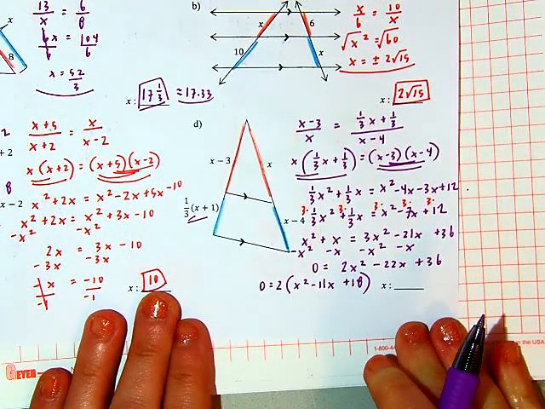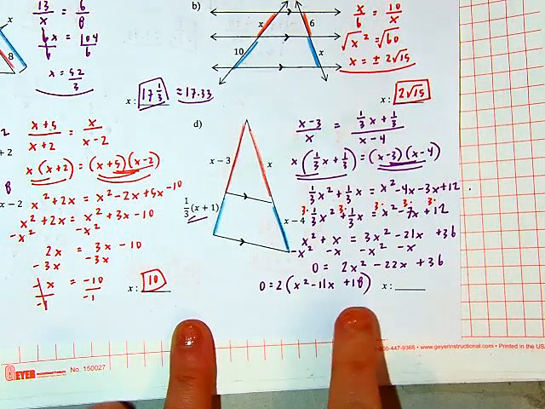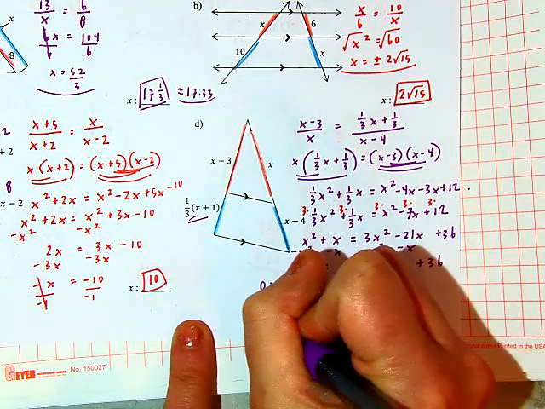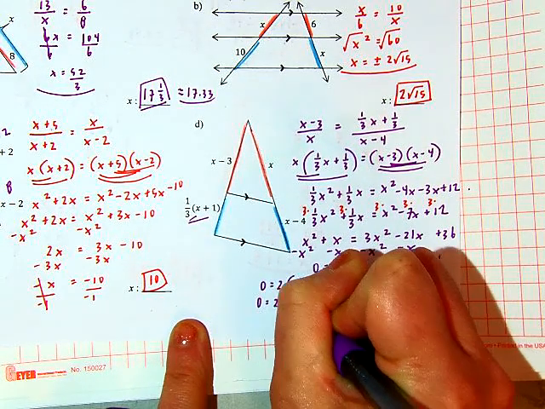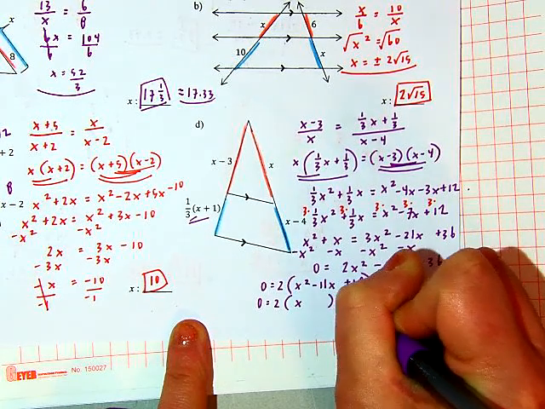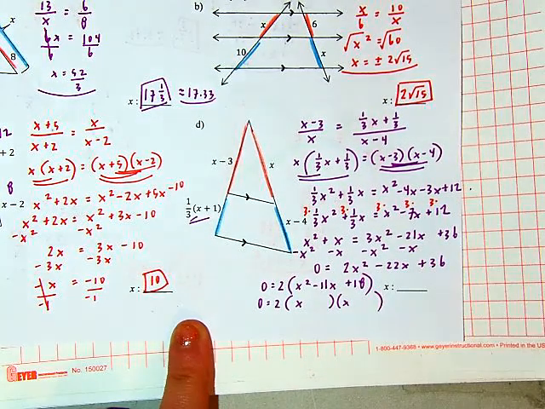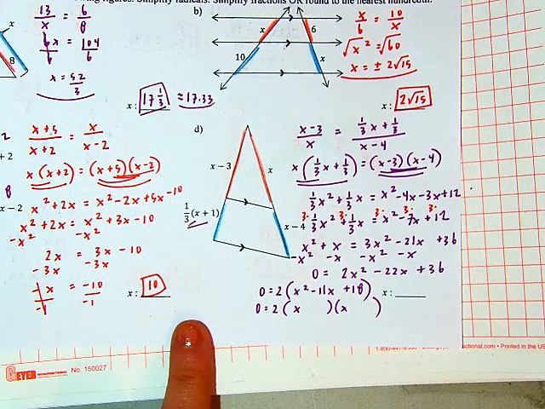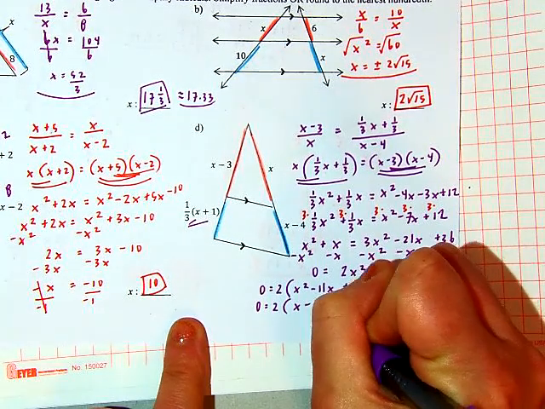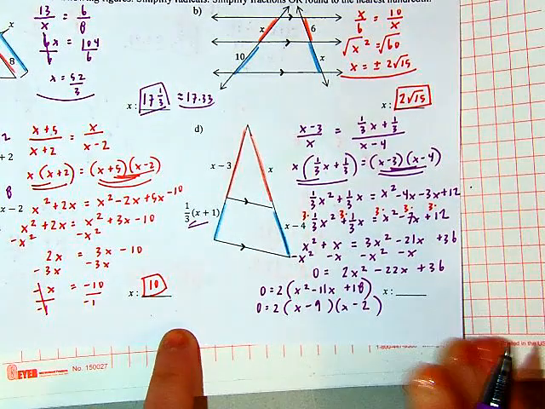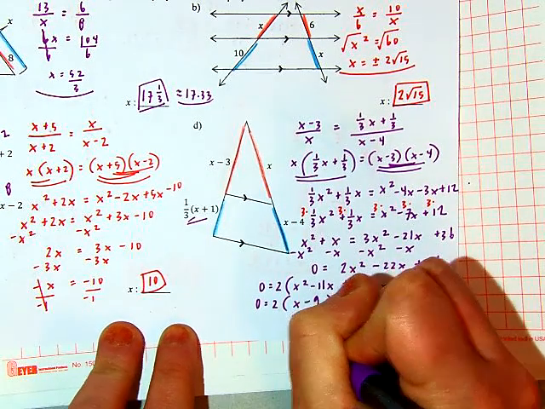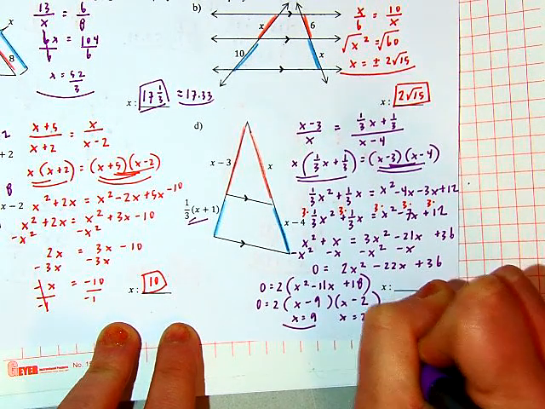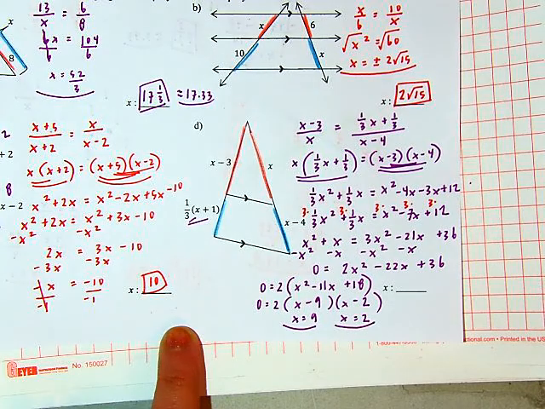So now I'm looking for two numbers that multiply to a positive 18 that add to a negative 11. That 2 has already been factored out. All right, so again, multiplies to a positive 18 but adds to a negative 11. Should be minus 9 and minus 2. So when I solve, I get a solution at 9 and at 2. So I have two possible options.